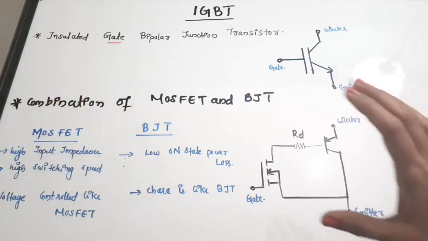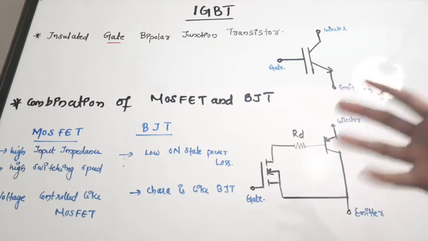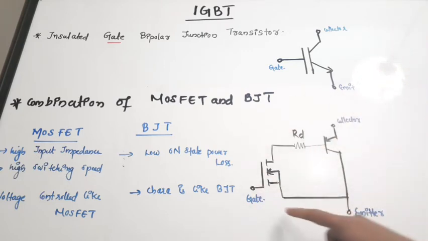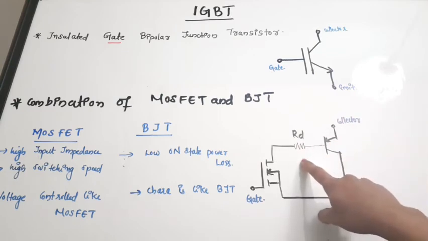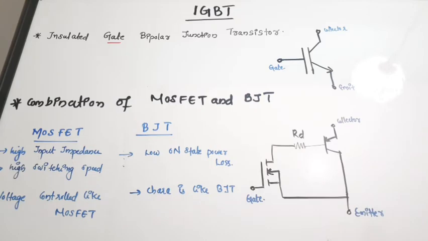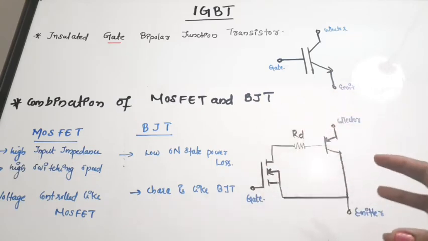Now if you see the detailed internal structure of an IGBT, it will be like this. See here, at the gate portion, there is a MOSFET. On the output side, you can see there is a BJT. These two elements are connected with the help of a drift resistance. So this is how the internal structure of an IGBT looks like. Now let us see what are the main advantages of having IGBTs.